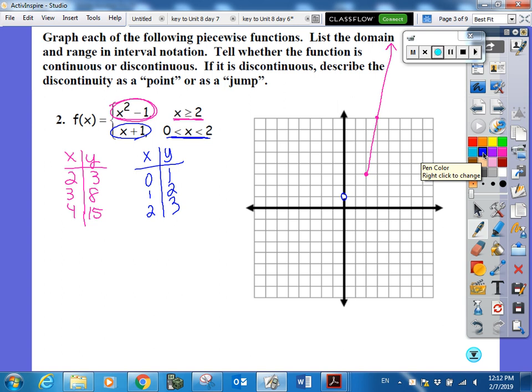I can't just start at 1. I have to go between 0 and 1. I can't just pick where to start. I start at 0, but it's an open dot. And then at 1 it's 2, at 2 it's 3.